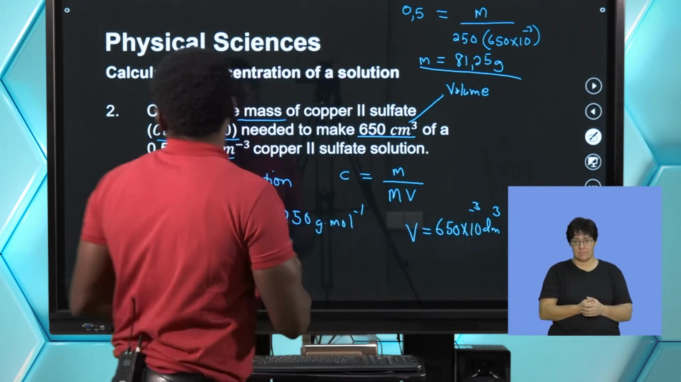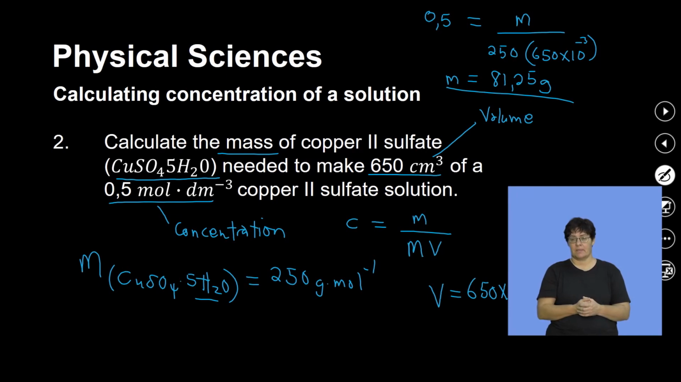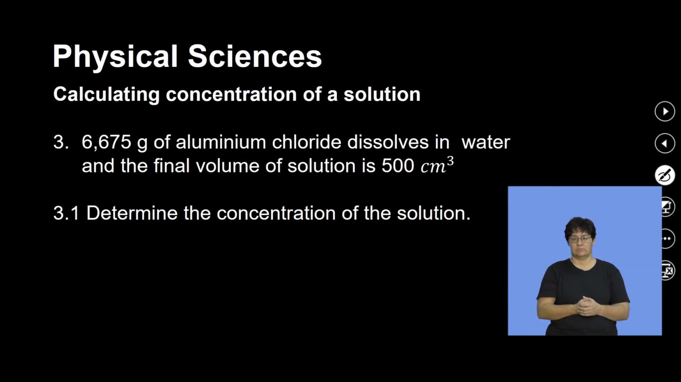Okay, right. Now, having said that, let's move on to the third and final example that we want to carry out. We are also given a mass of aluminium chloride, which is 6.675 grams of aluminium chloride, dissolved in water, and the final volume of the solution is 500 cubic decimeters, okay?